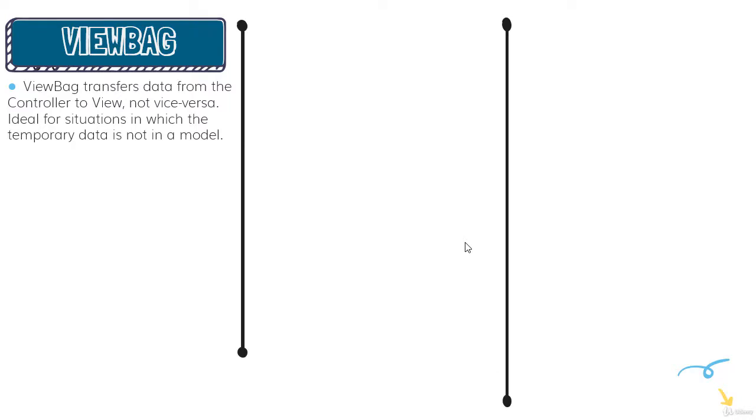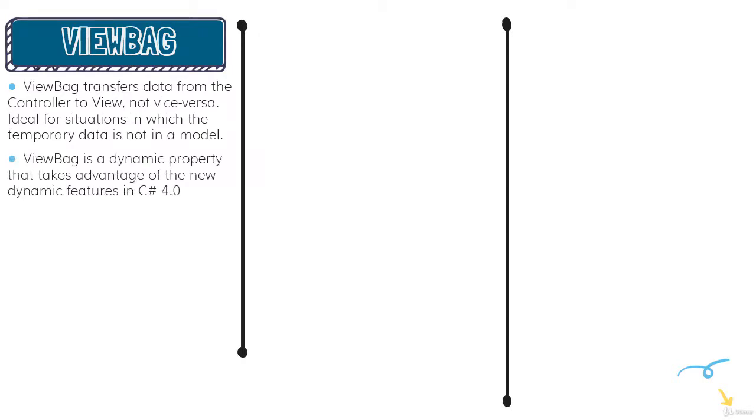It is ideal for situations in which the temporary data is not in a model. Like in our case, we did not have the list or enumerable of category in our product model. ViewBag is a dynamic property that takes advantage of the new dynamic feature in C#. That's why you can just do ViewBag dot and whatever name you want to give. Any number of properties and values can be assigned to a ViewBag.